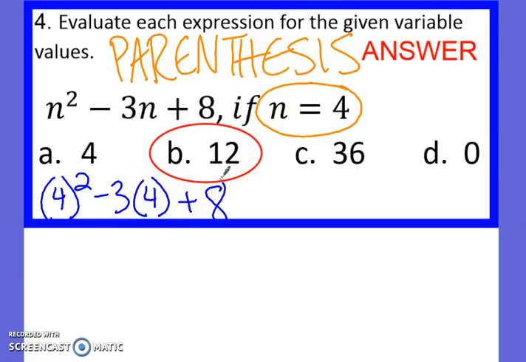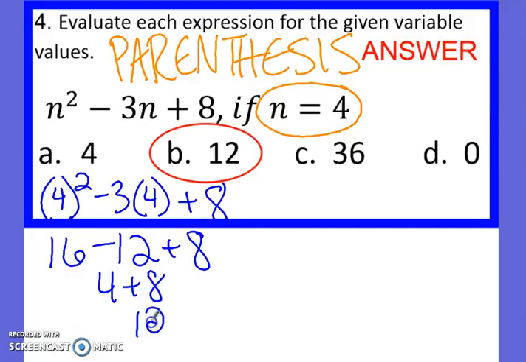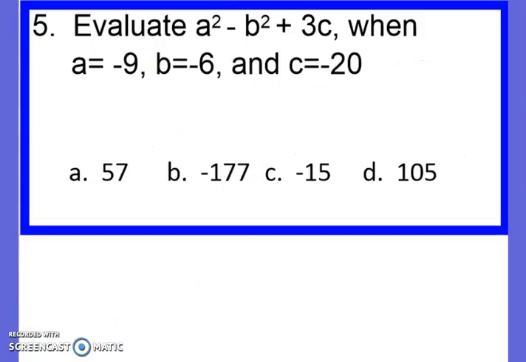You can go ahead and type that into your calculator exactly as you see it, or we can do GEMDAS. So this would be 4 squared is 16 minus 12 plus 8, which gives me 4 plus 8, which is 12. Cool. Next one.